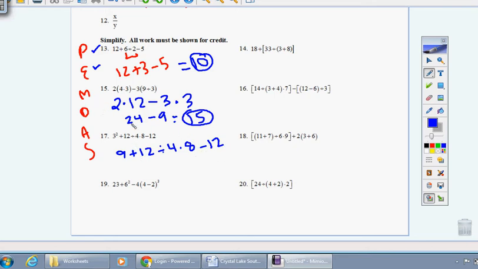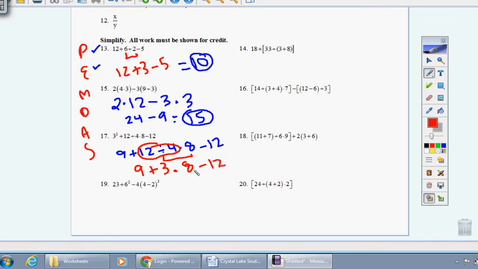So I do have multiplication and division, but remember, this is important: we work left to right, okay? Because the division actually comes first here. So really I have to do 12 divided by 4 first. So I'm going to have 9 plus 12 divided by 4 is 3. This comes first. 12 divided by 4 is 3 times 8 minus 12.